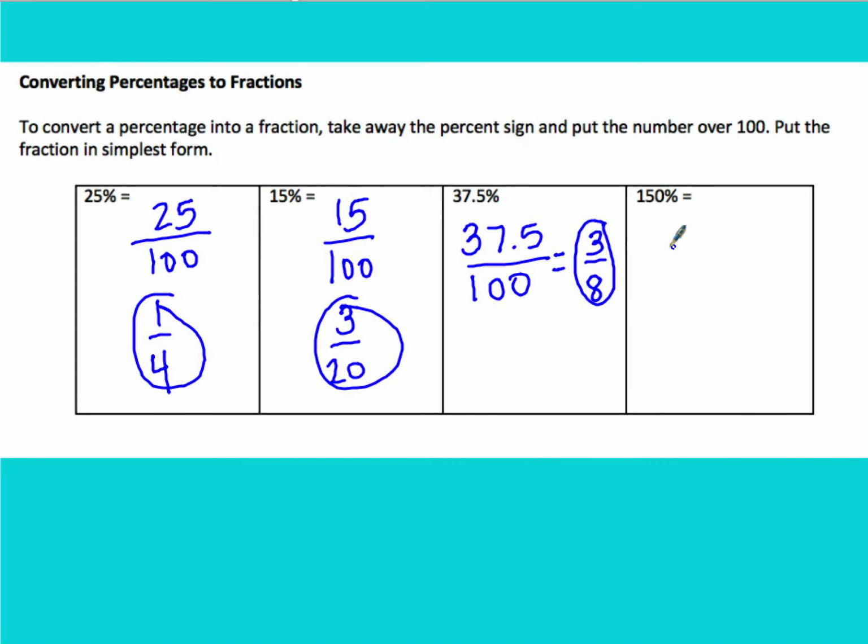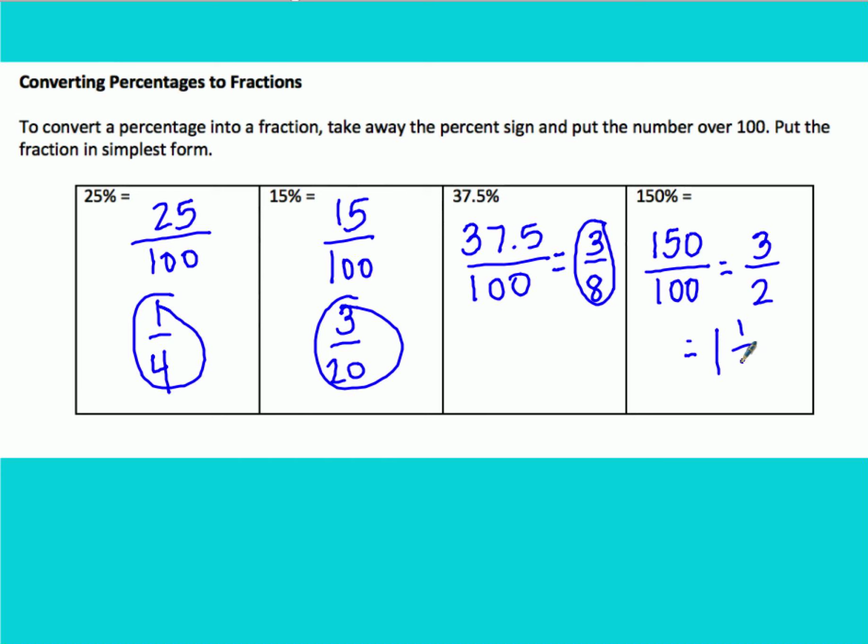In our last example, we have 150%. So we put 150, drop the percent sign, put this over 100. Now this is an improper fraction. They're both divisible by 50. So we can write it as 3/2, or the other way we could do this would be 1 1/2. So either one here would be a fraction that we could write this in.